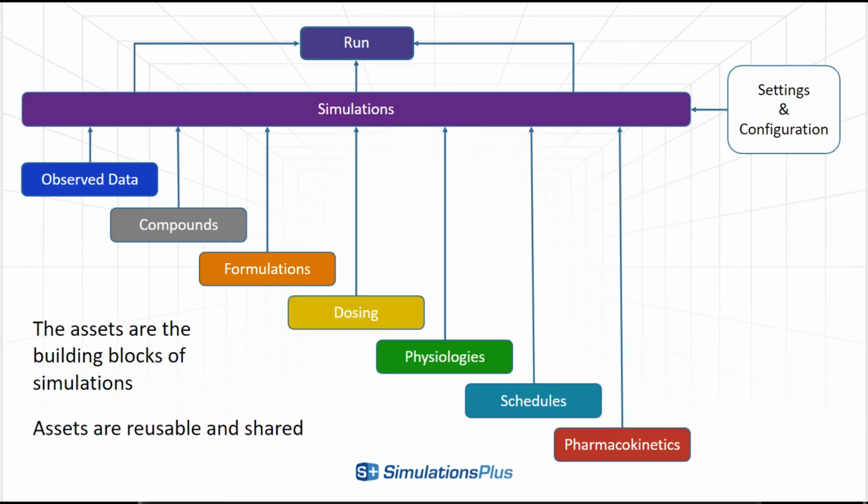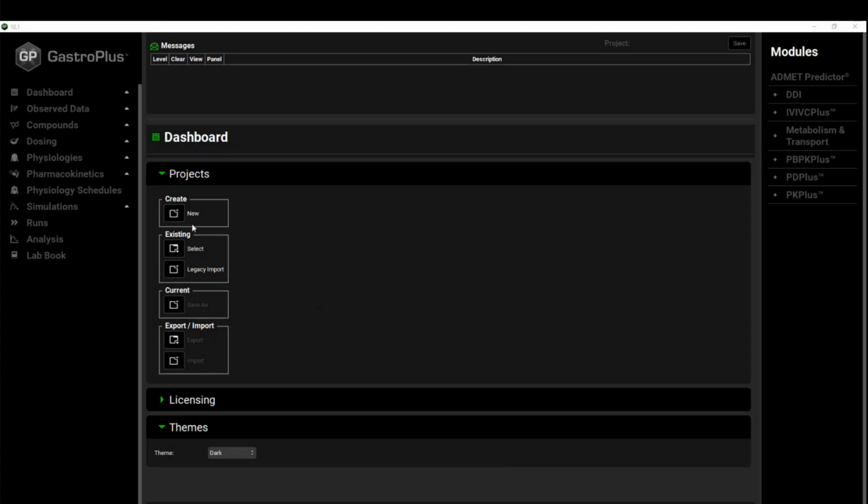In GPX, a project is comprised of multiple components called assets. For example, observed data, a compound, formulation, or a physiology model are all called assets. It may happen that you would like to reuse an asset that you created in a previous project in your current one. To do that, you would need to export such assets from your previous project and import them into your new one. Let's create a project from scratch.